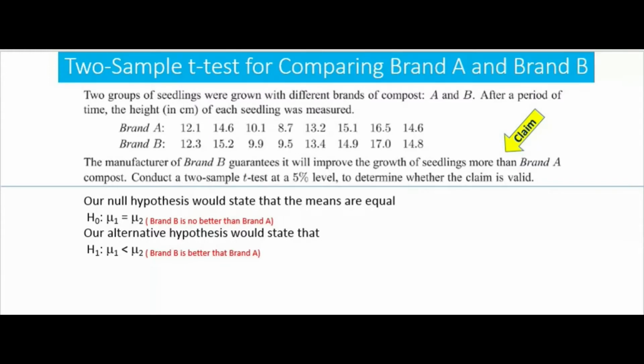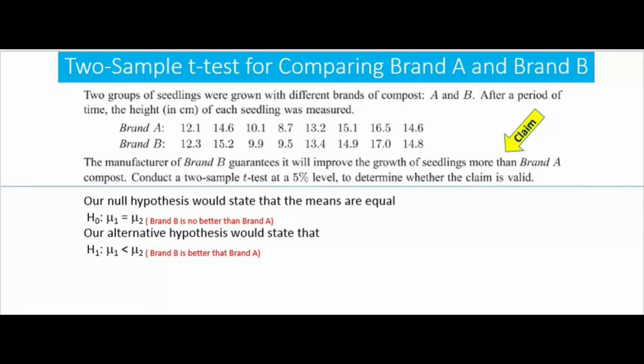The first example is comparing two brands of compost. Two groups of seedlings were grown with different brands of compost, A and B. After a period of time, the height in centimeters of each seedling was measured. So we have the data for brand A and we have the data for brand B.